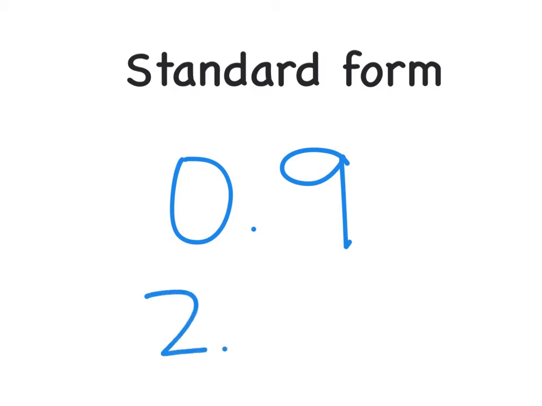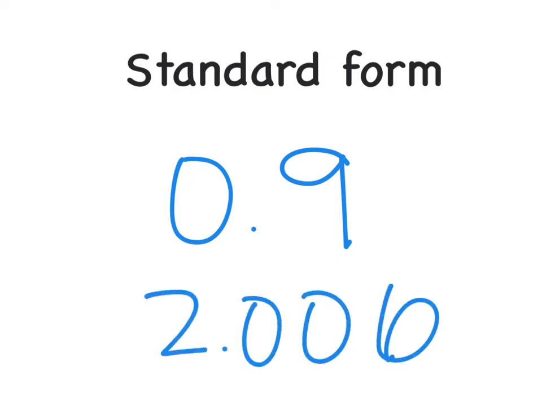If I said to write the standard form of 9/10, it would be 0.9. The standard form of 2 and 6 thousandths is 2.006. So you're using digits, and in this case decimal points, to write out the number. Word form is writing out how you would say the number in words, just like we did with whole numbers.